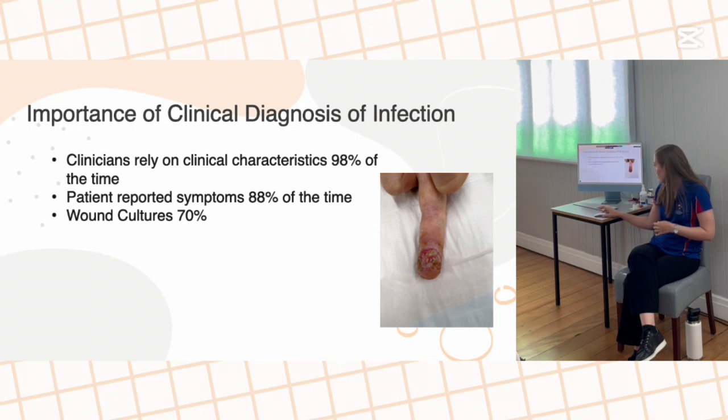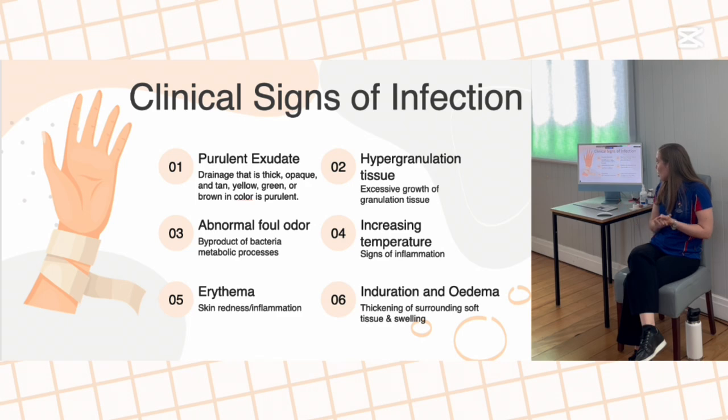And again, this is a wound that is after it's been debrided, and that's only how I can get it to look like that. Anyway, so for signs of infection, purulent exudate, that's the first thing that really stands out. If we have infection, you're like, oh my goodness, this isn't looking good. So it's thick, it's opaque, tan, yellow, green, or brown.